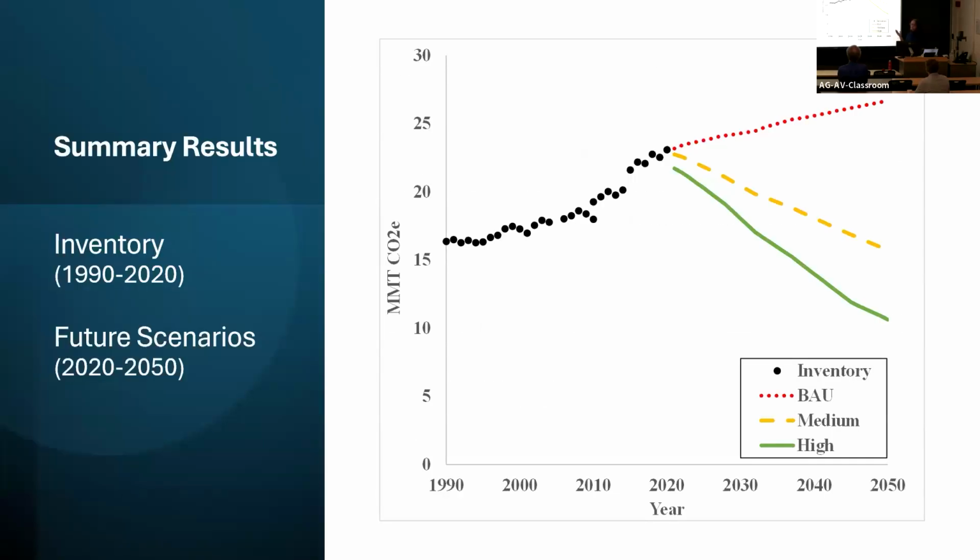This is basically the summary result. The black dots show the inventory, right, based on data. The red dots show the projection as the business as usual into the future. The yellow dashes are for the medium mitigation scenario, and the green line is the high mitigation scenario.